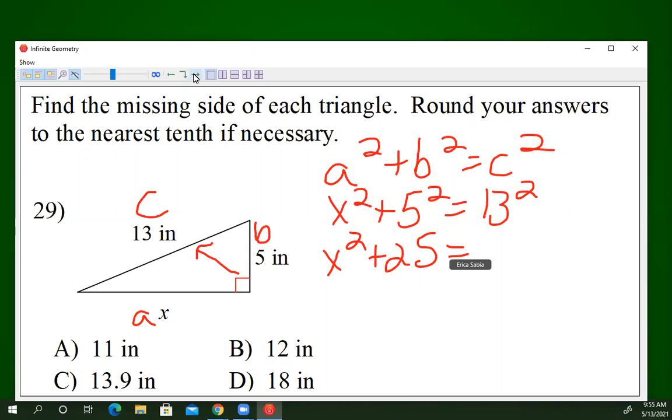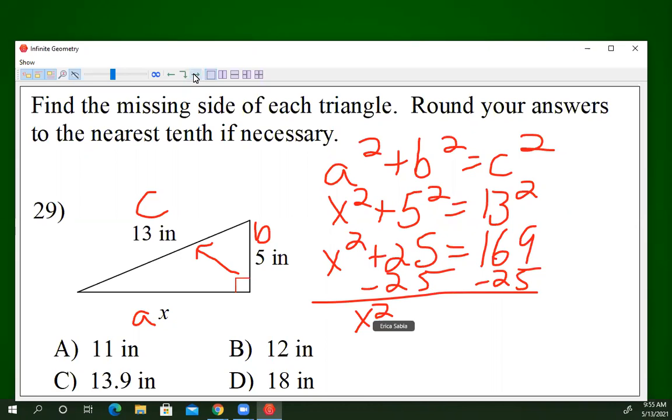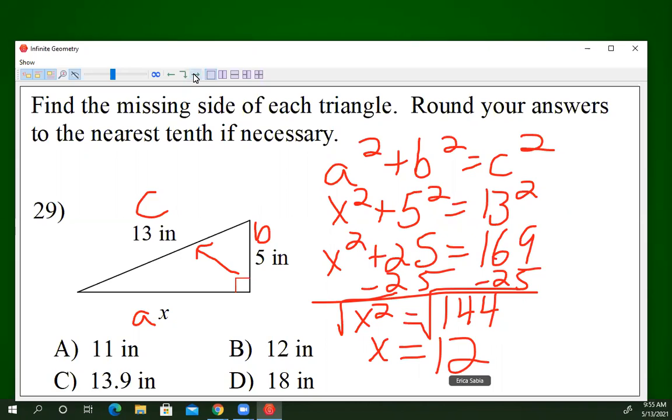25, 13 squared is 169. I'm going to subtract the 25. And I get x squared equals 144. And now the only thing that you have left to do is square root both sides. I get 12.